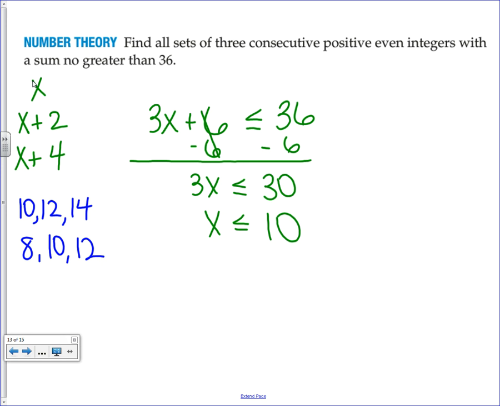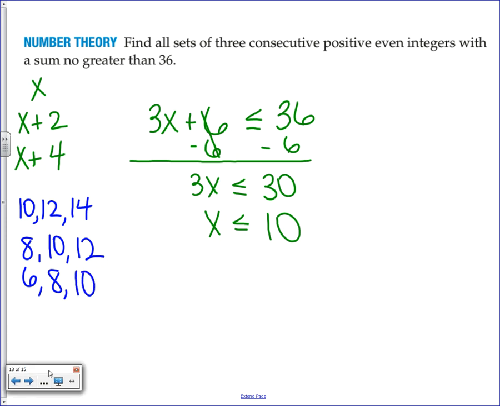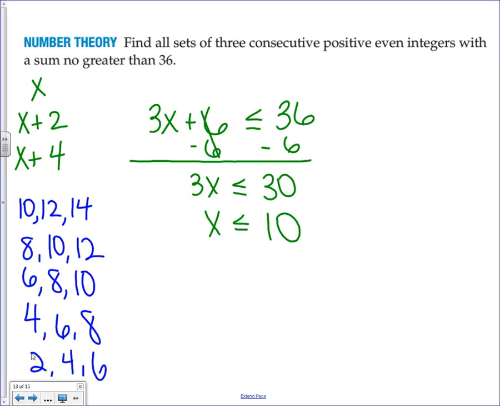What's the next highest it could be? 6. If this is 6, what's this one? And then this one? Wonderful. What's the next highest it could be? 2? How do I know that's it and I can't use 0? 0 is not even or odd, nor is it positive. Agreed? So that's as many as I can get. There's 5 combinations there that will work. Is that all right for everybody? Took a little bit there, huh?